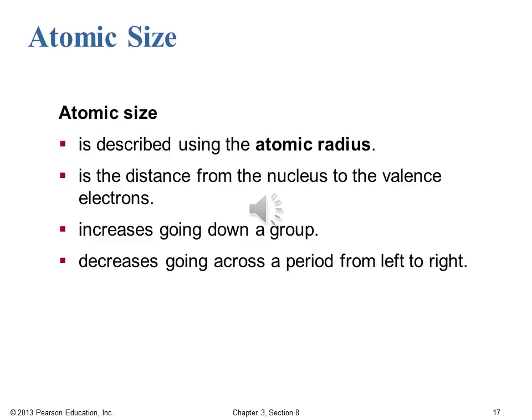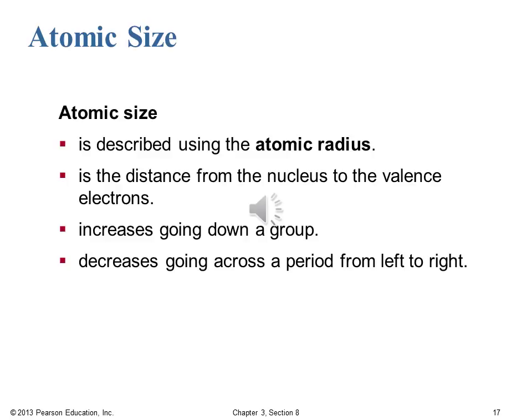So atomic size is described using the atomic radius. And the radius, of course, is the distance from the nucleus to the outermost valence electrons. It increases going down a group because we're increasing the number of the principal energy level and therefore increasing the size of the orbital types that we're describing. It also decreases going across a period from left to right, and this may not be very logical to you. You might think that, well, the elements tend to get heavier as you move from left to right within a period. Shouldn't they be getting bigger?